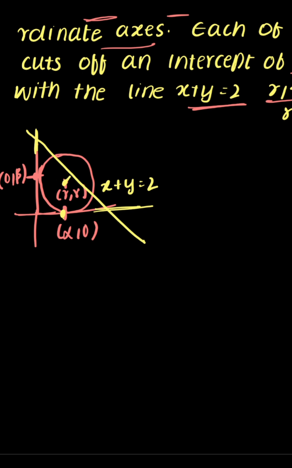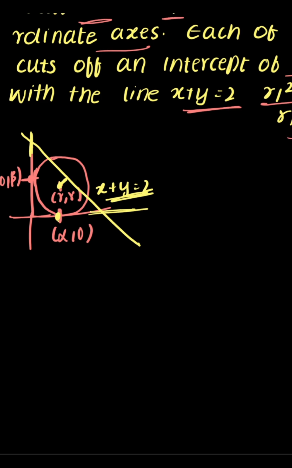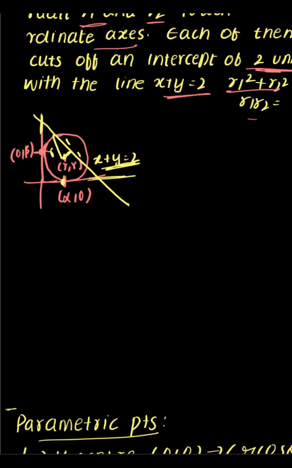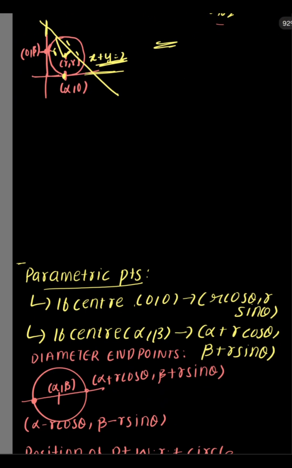Now, using the concept that we just learned above, you're going to draw a perpendicular from the chord, which is x + y = 2. They gave us that the length of the chord is 2 units. So this will be 1 unit, this will be 1 unit, and you have the radius, which is r again. Using this you need to find the values of both the radii and you'll get the answer.